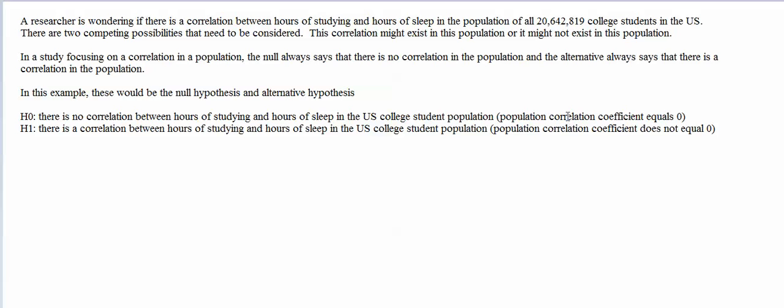So the null is the absence of the correlation, the complete absence of the correlation. The alternative is the presence of the correlation. And both of them refer to the entire population that we're studying. Remember that the null and alternative always refer to the entire population and not your specific sample. So now let's look at some possible outcomes.